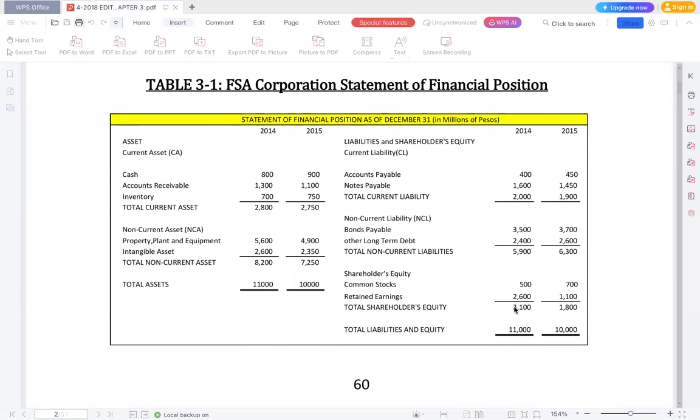While the total shareholders' equity, we have 3,100 and 1,800, and the non-current liabilities, 5.9 and 6.3. Total current liability, 2 and 1.9. And of course, the total asset based on the accounting equation should be equal to total liabilities and equity. So you have 11 million, 11 million, 10 million, 10 million.